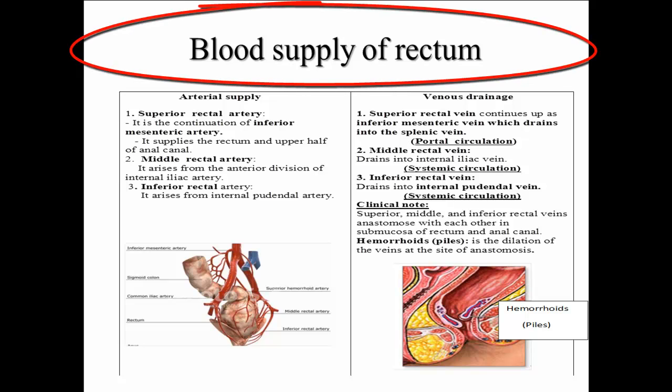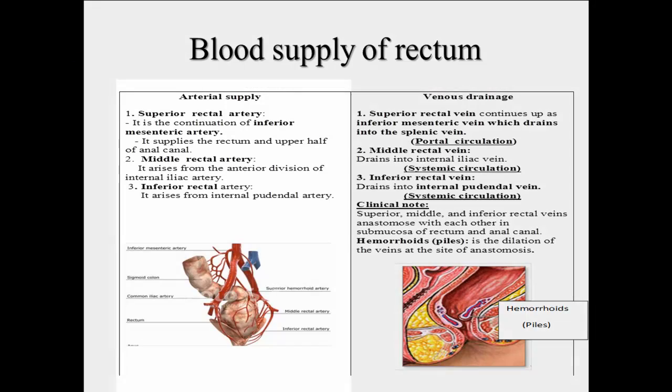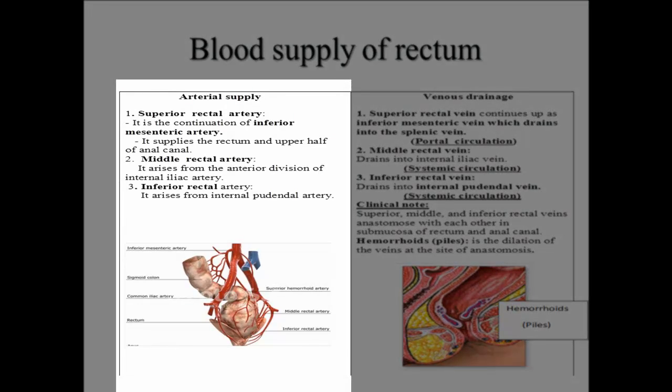This is the blood supply of the rectum. Over the arterial supply, there is superior rectal artery, middle rectal artery, inferior rectal artery. The superior rectal artery is the continuation of the inferior mesenteric artery. It supplies the rectum and upper half of the anal canal.